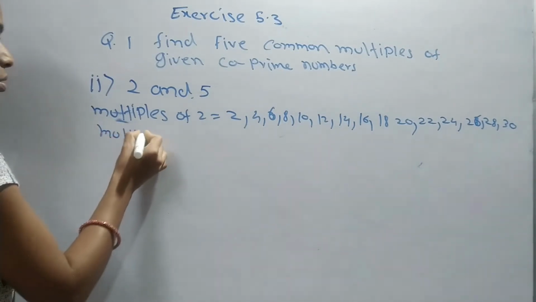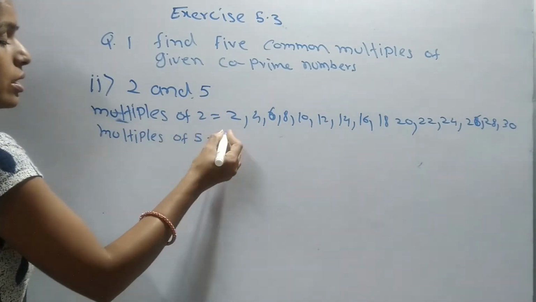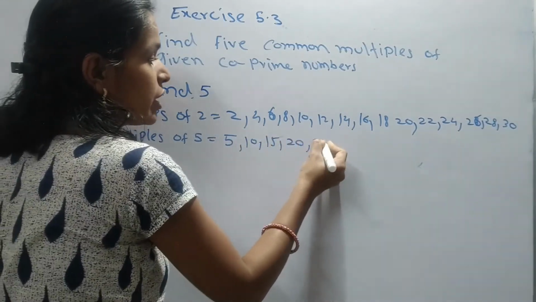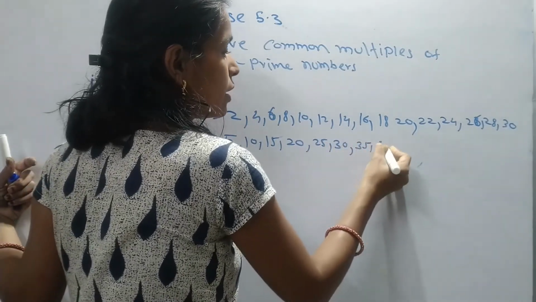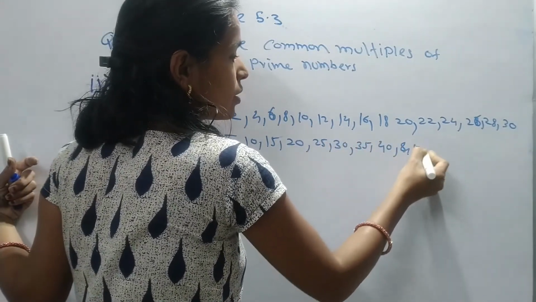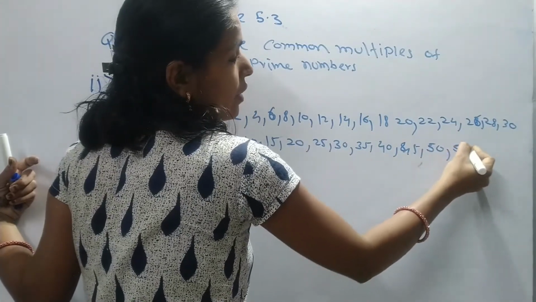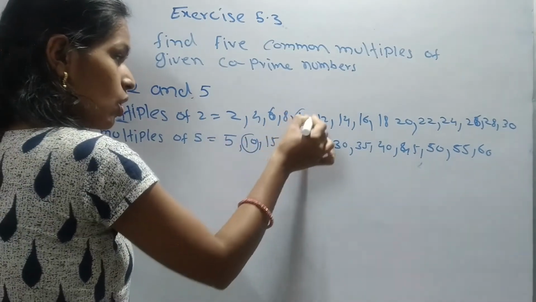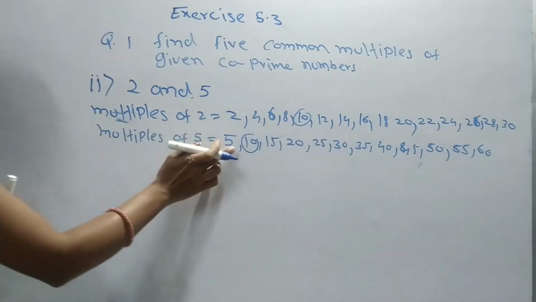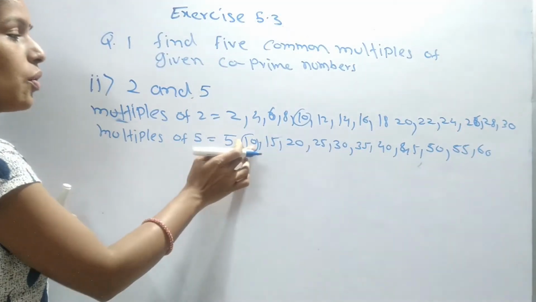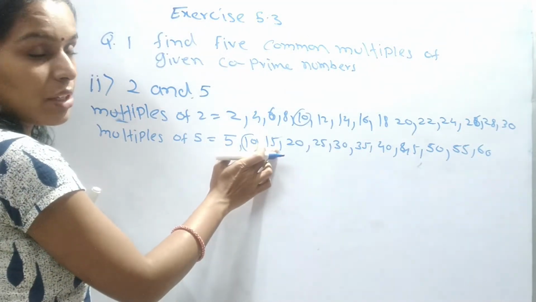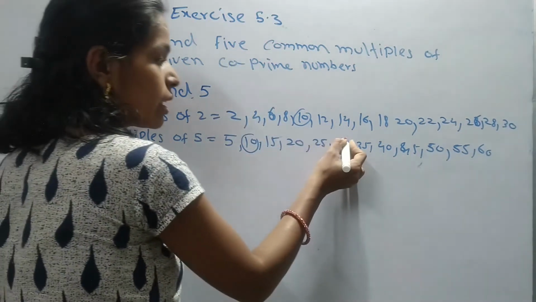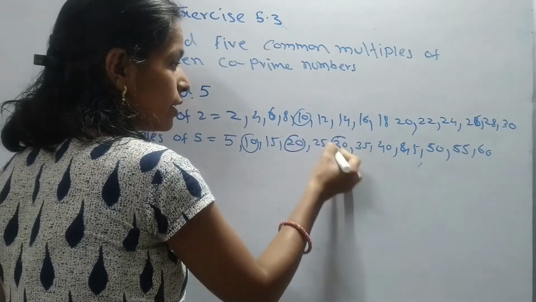Now multiples of 5. What are the multiples of 5? 5, 10, 15, 20, 25, 30, 35, 40, 45, 50, 55, 60. Okay. Now let's check the common multiples. Here 10. In the table of 5 there are numbers ending with 5 and 0 only. And in the table of 2, as 2 is an even number, the number ending with 5, that is the number in which the unit place is 5, will not come in the table of 2.